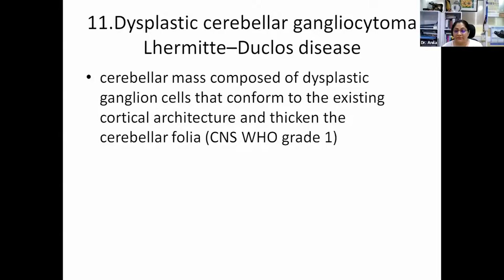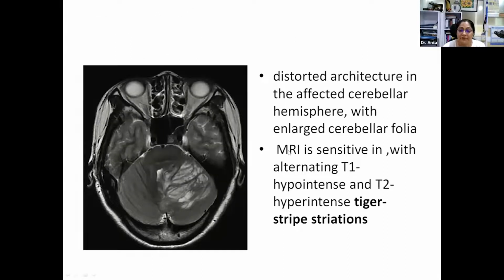And the next tumor type is Lhermitte-Duclos disease, the dysplastic cerebellar gangliocytoma. The cerebellar mass is composed of dysplastic ganglion cells that conform to the existing cortical architecture and thicken the cerebellar folia. MRI is very sensitive in detecting this tumor because there are alternating T1 hypointense and T2 hyperintense tiger stripe striations, and this leads to enlarged cerebellar folia.